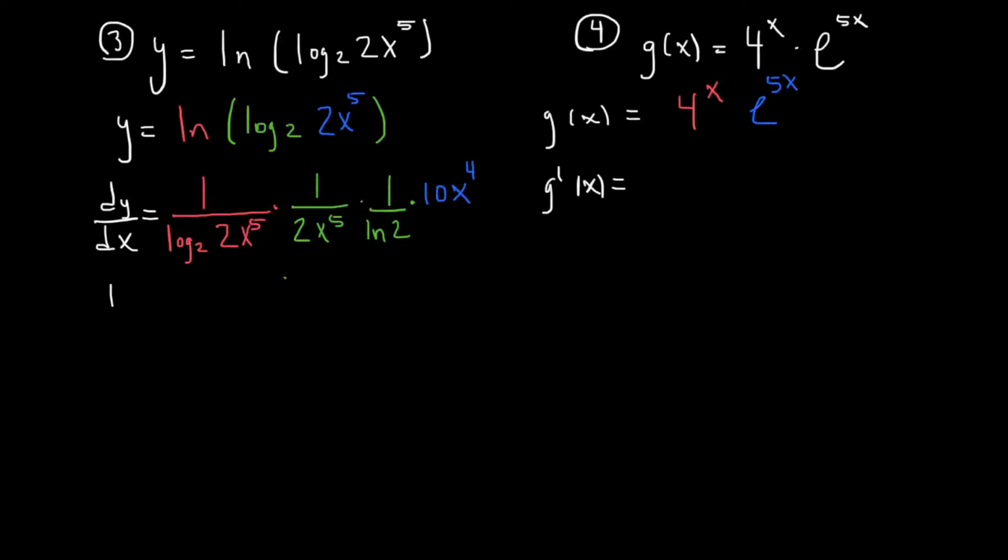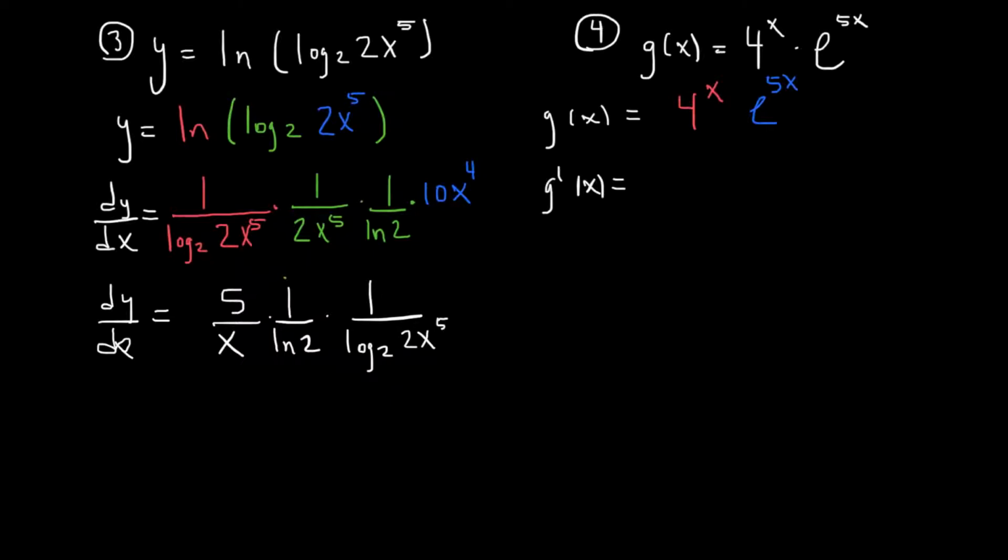So now if we simplify it, we have dy/dx equals, what can we do here? We have 10 over 2, that would be 5, x to the fourth over x to the fifth, so that's just 1x in the denominator, and then 1 over ln 2, and 1 over log base 2 of 2x to the fifth. And I think that's as far as we can take it.